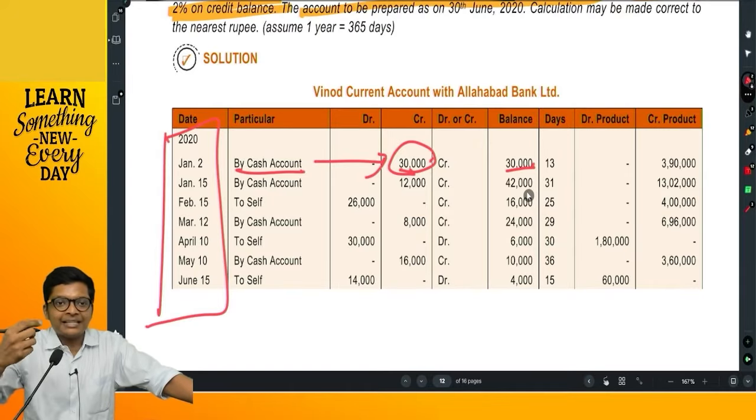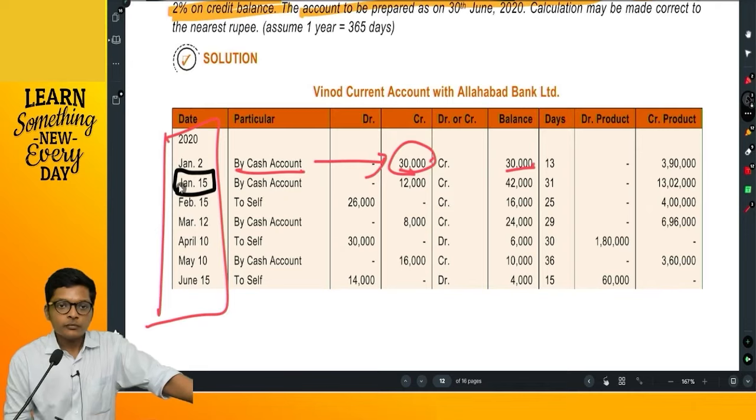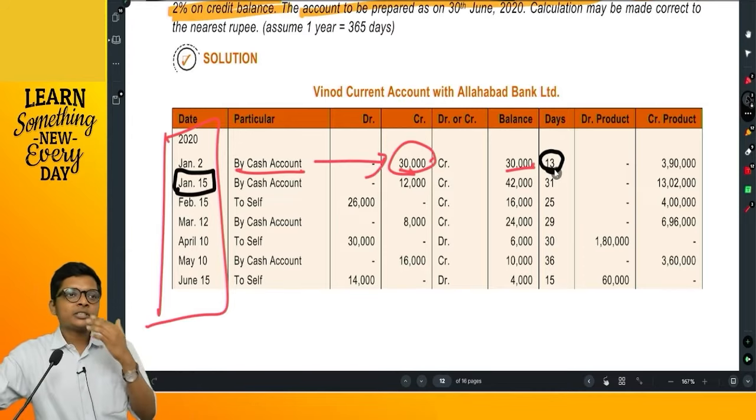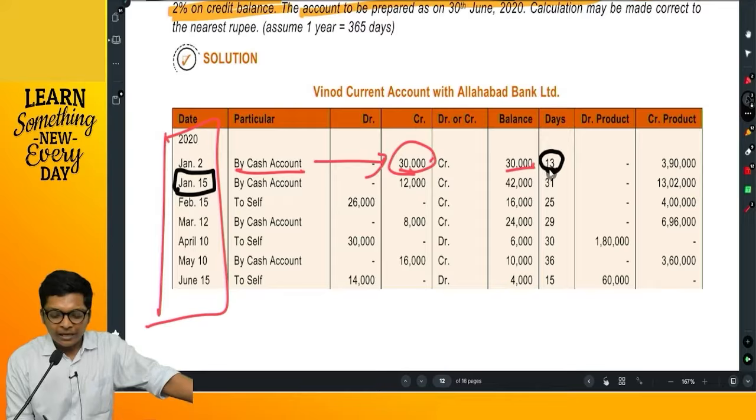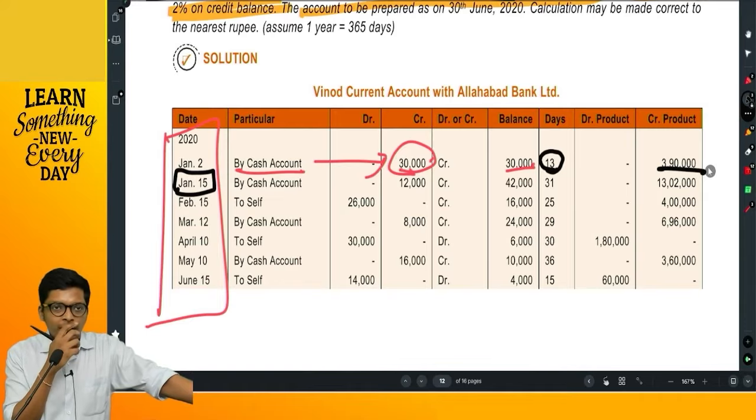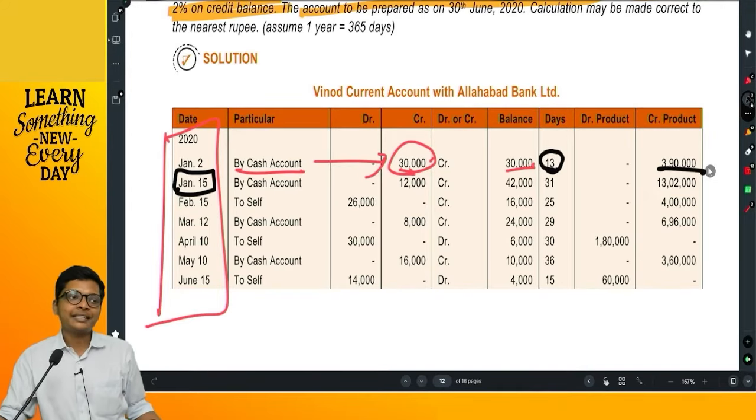This 30,000 is there for how many days? Until the next transaction. When is the next transaction happening? 15 Jan. So until the next transaction you have how many days, guys? When I am teaching you steps on logic, until the next transaction you have these 13 days. On this you will compute the product. Are you following, guys? Understanding?